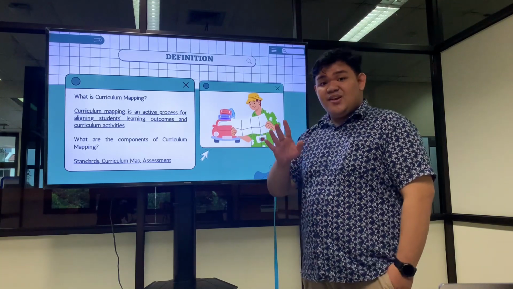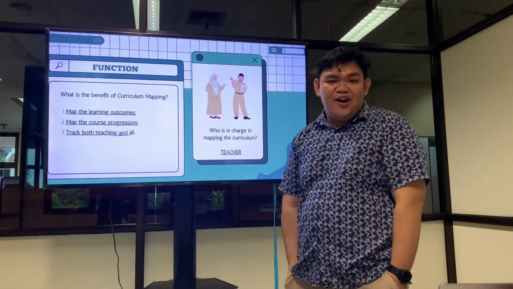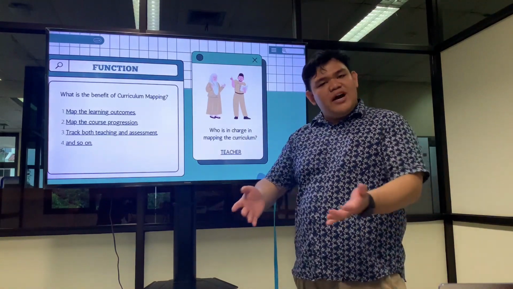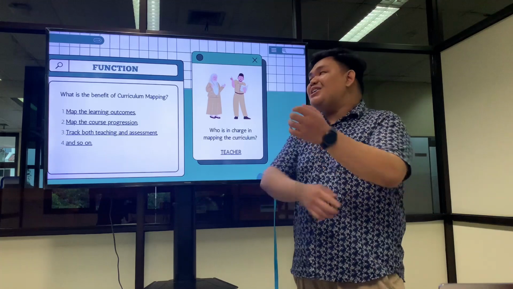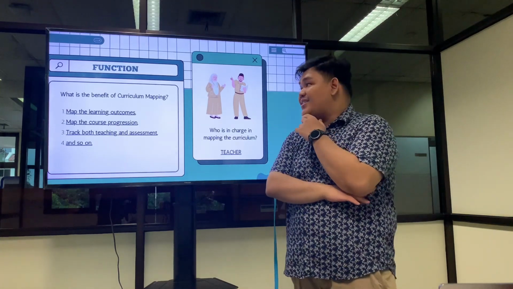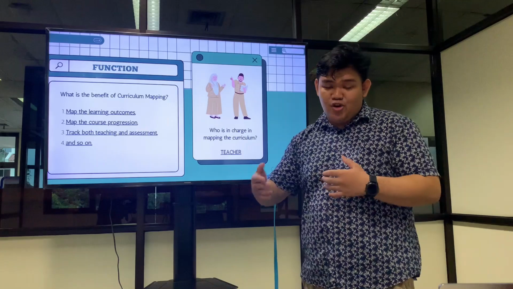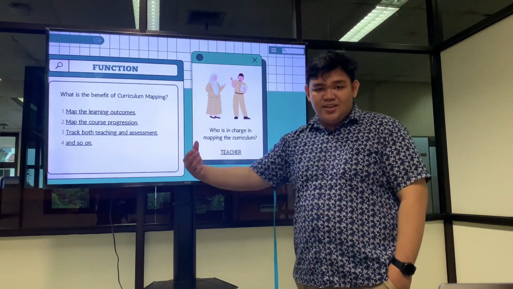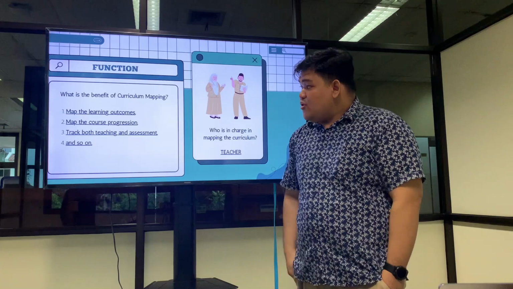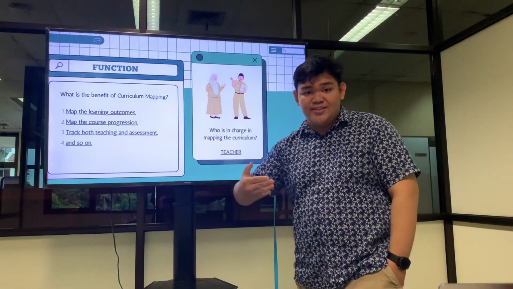And then last, we are going to discuss the function of curriculum mapping. What is the function of curriculum mapping? What is the benefit? Actually, there are a lot of benefits, guys. The first one is we can map our learning outcomes, or our final destination, what we're going to master by the end of the semester. And then we can map the course progression, our progress in the teaching and learning process, right?